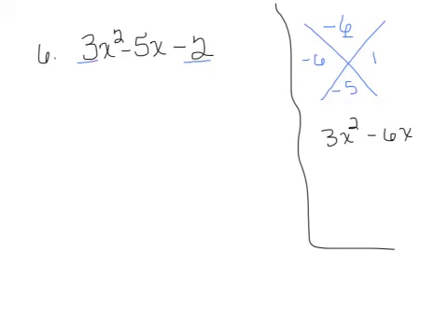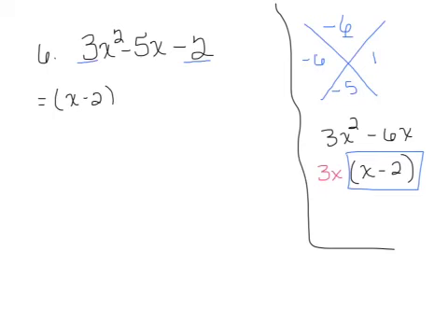And what am I going to factor out? I can factor out a 3x, and what am I left with? I'm left with x minus 2. So this x minus 2 is one of my factors. So I'm going to write x minus 2, and then I have my other factor, and I have to figure out what goes in there.